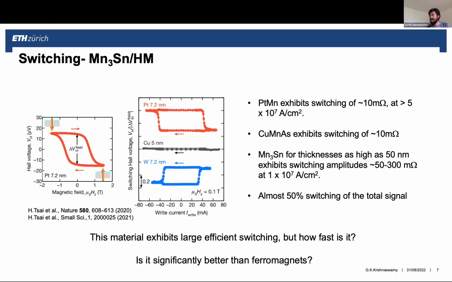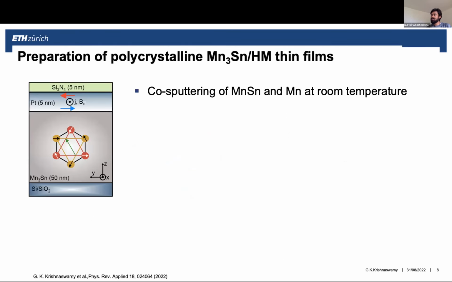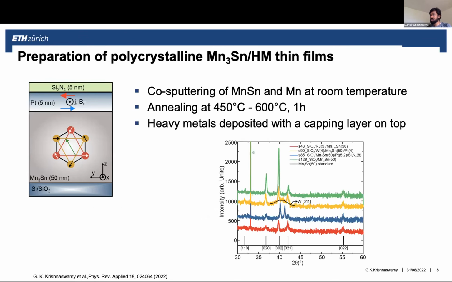So we want to see how fast it is and whether it's really better than ferromagnets. Is it actually terahertz dynamics? This is one of their questions. So in order to do that, we prepare polycrystalline manganese 3 tin by DC magnetron sputtering, co-sputtering at room temperature. Then we anneal it in argon, in vacuum, for 1 hour at 600 degrees. And then we deposit a heavy metal layer on top.